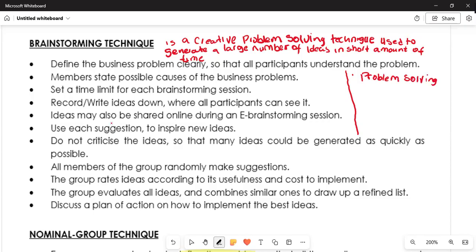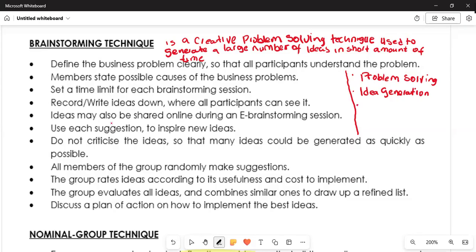Brainstorming is useful for generating solutions to complex problems. Also, we are going to use it when we are trying to generate ideas. Idea generation. It is an effective technique for generating new ideas, products, or services.